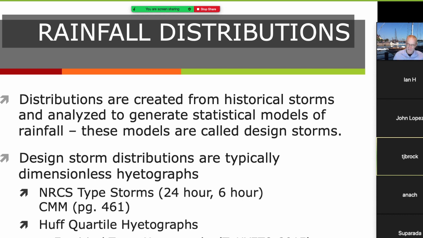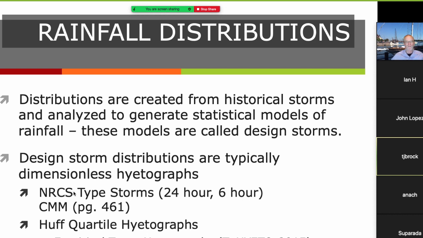The design storm distributions are typically represented as dimensionless hydrographs. So either the time axis is non-dimensionalized and the depth axis is non-dimensionalized, or just the depth axis is non-dimensionalized. And then for dimensionalization, you multiply them by appropriate time durations and observed or point precipitation depth estimates to recover the hydrograph.